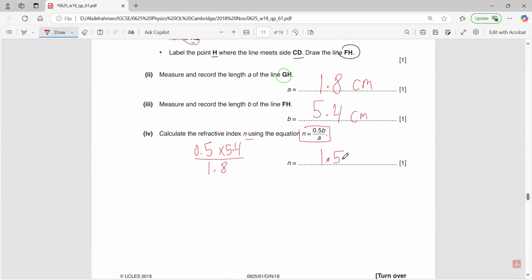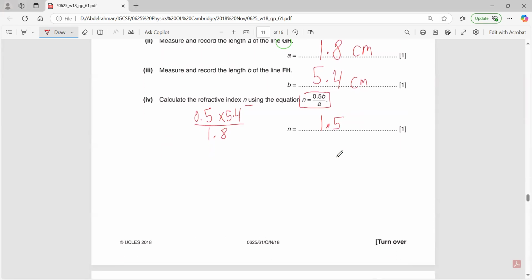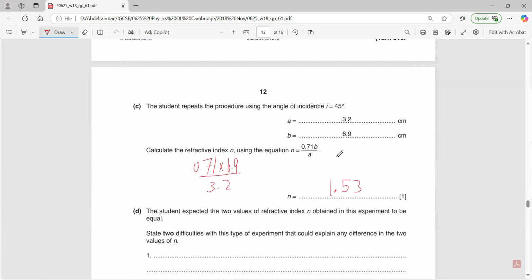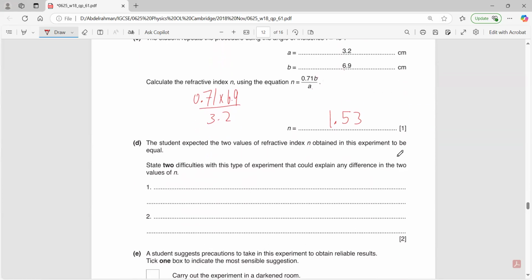The first value was 1.5. All you did was plug in the numbers and calculate 1.5. Here you plugged in the new numbers, using the new value of B and the new value of A. So 0.71 times 6.9 over 3.2, which is 1.53.